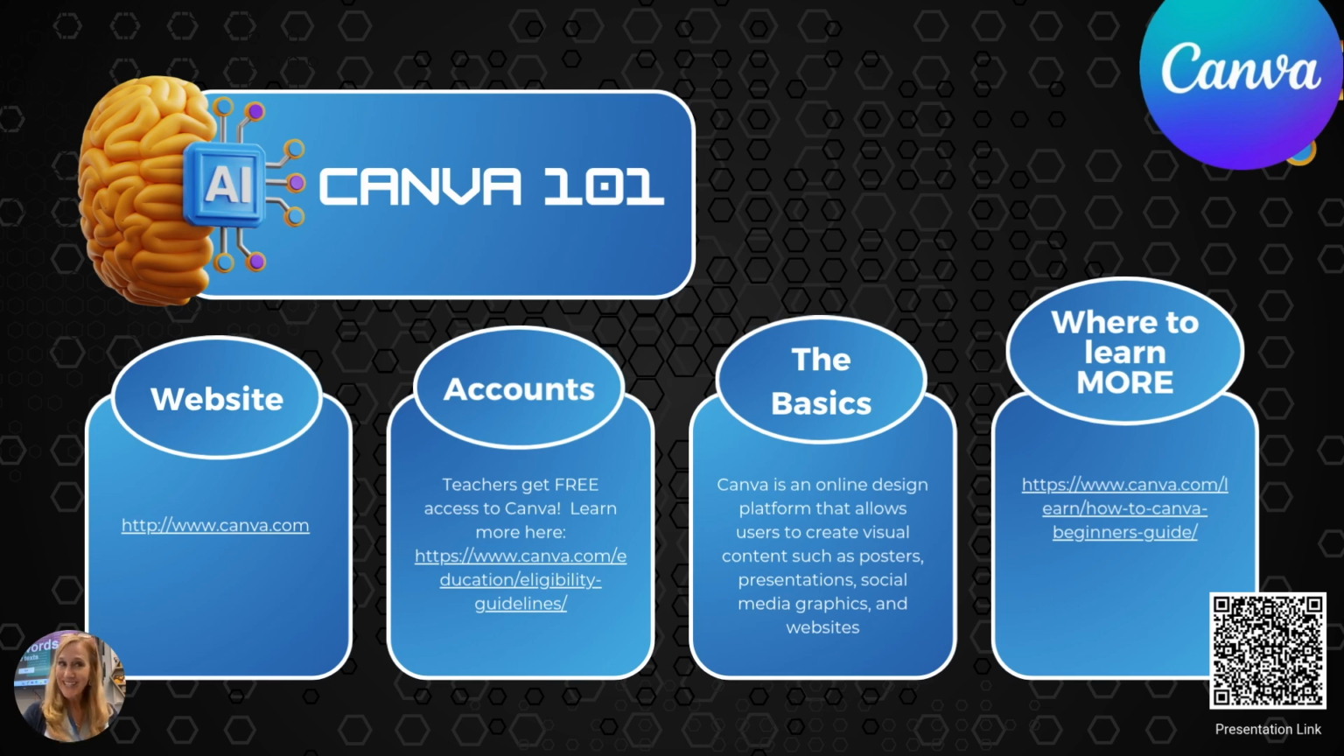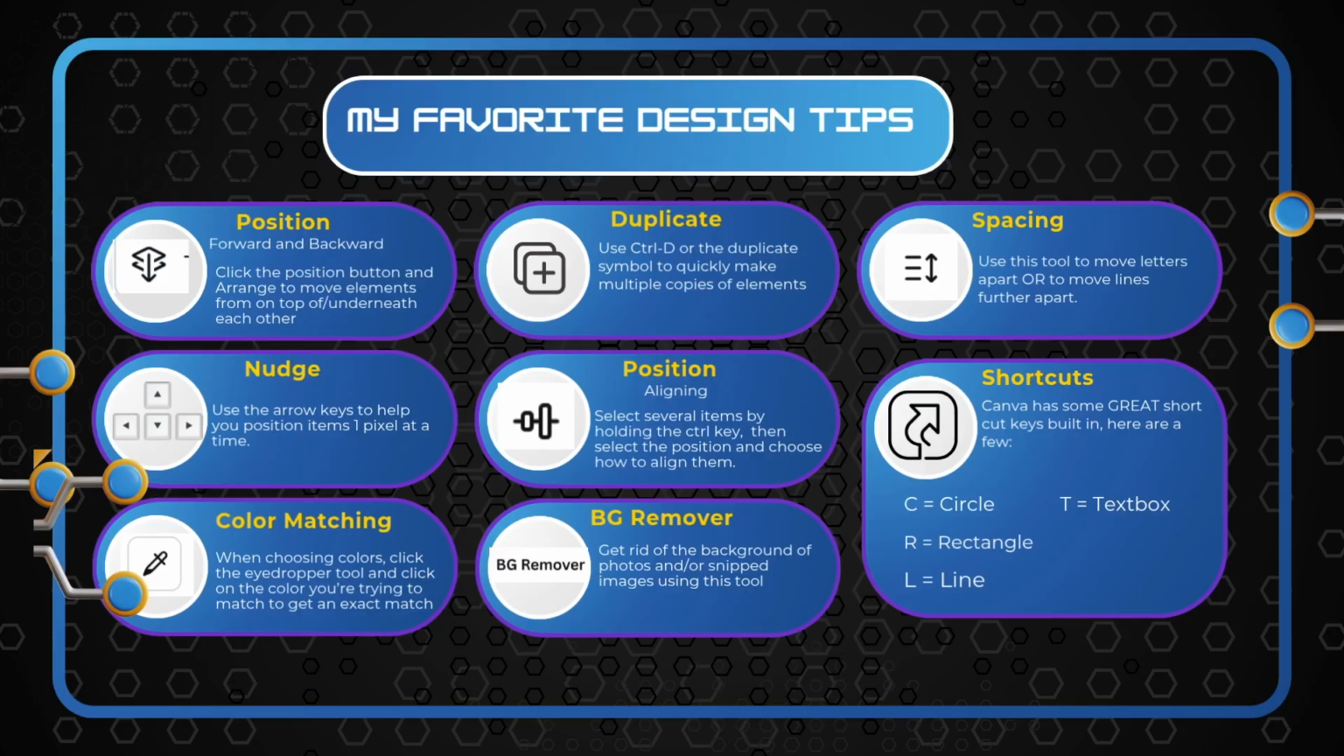So we're going to get into the nitty gritty. We're going to start off by looking at some of my favorite design tips when working with Canva. And so what I'm sharing with you on my screen here are 7 different things that I use frequently when I'm working with Canva. And I'm going to show you how to use each one of these tools. So we have position, nudge, color matching, duplicating, positioning, background remover, spacing, and then a series of shortcuts that you can use when you're putting new elements onto your screen.